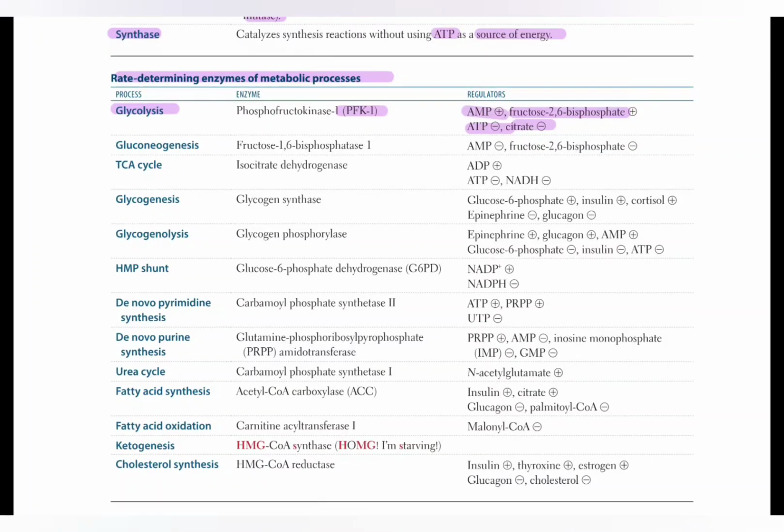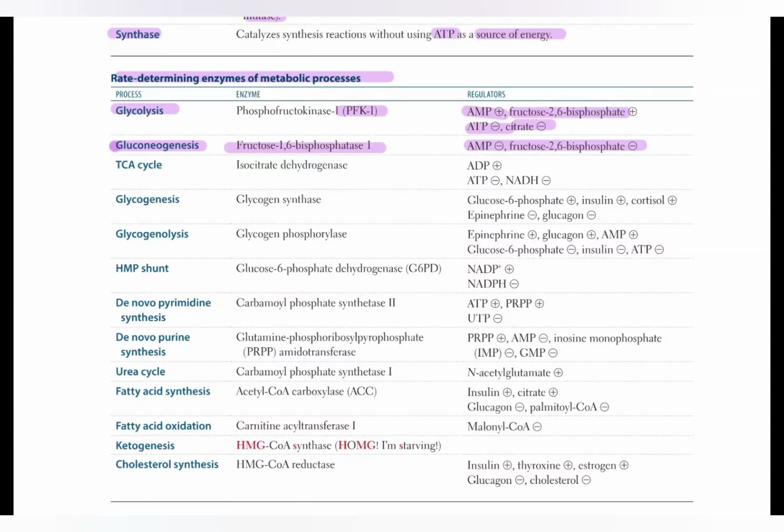Now we will discuss gluconeogenesis. The enzyme here is fructose 1,6 bisphosphatase 1, and the inhibitors are AMP and fructose 2,6 bisphosphate. These are inhibitors of this process.